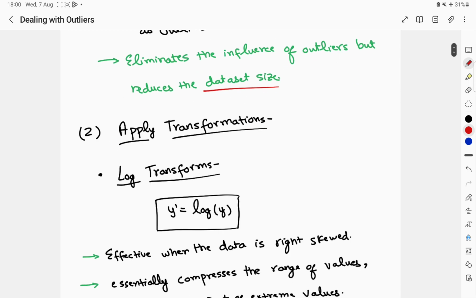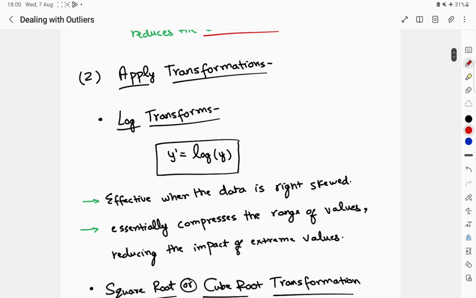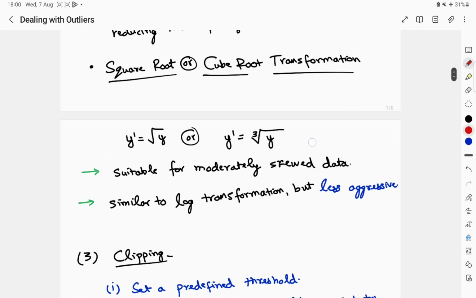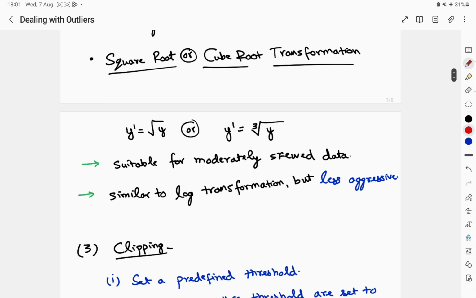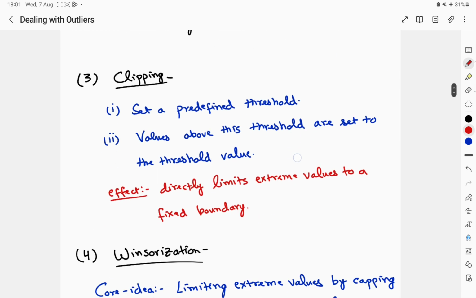The second one could be to apply some sort of transformation, and some of the common and most famous transformations are the log transforms. So you can simply take the logarithm of your particular feature value where you have identified the outliers, and this will be effective when the data is right skewed, and it essentially compresses the range of your values, therefore reducing the impact of extreme values, right? The other types of transformation could be a square root or a cube root transformation, right? These are suitable for moderately skewed data, and are similar to the log transformations but relatively less aggressive, right?